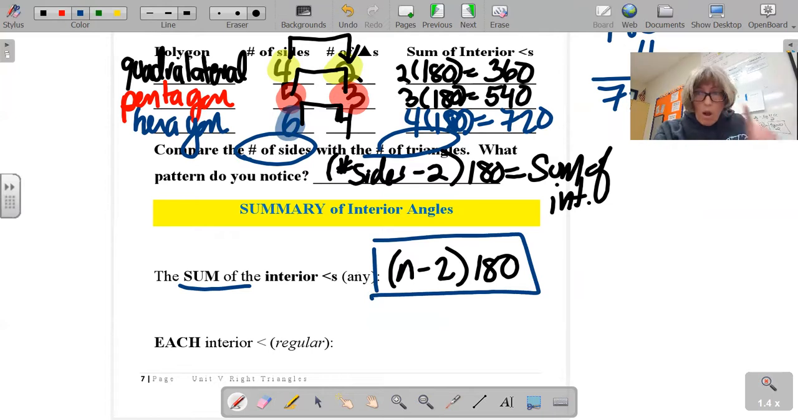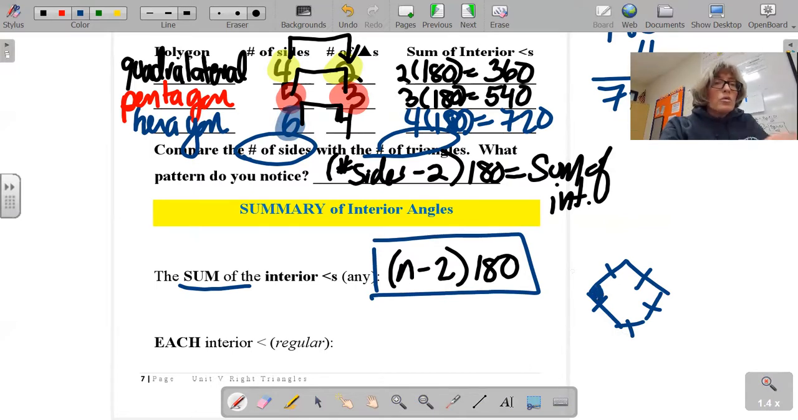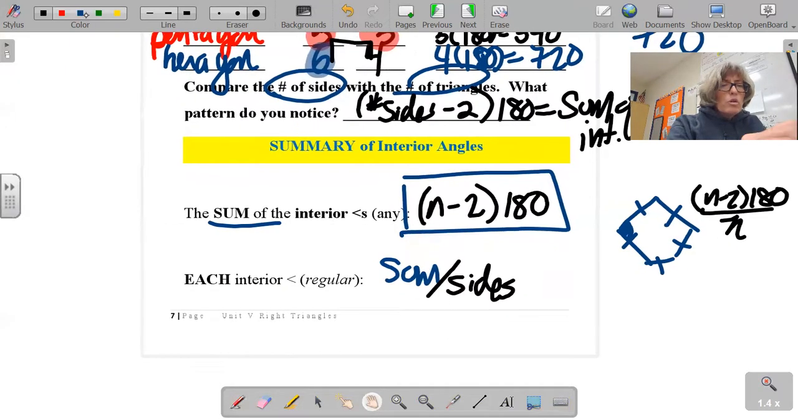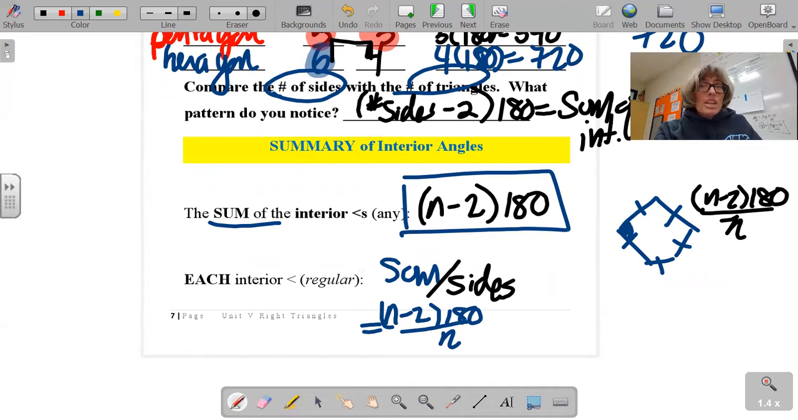Now, if I want a single one and they're all equal, let's say I have an equal pentagon, all equal sides, and I want to know what a single angle is, and I know that all those angles are equal. I take the sum, which would be n minus 2 times 180, and I simply divide by the number of sides. And this is only if it's regular, which means all equal. I take the sum and I divide by the sides. Equation looks like this. n minus 2 times 180 over n. That is for a single interior angle.